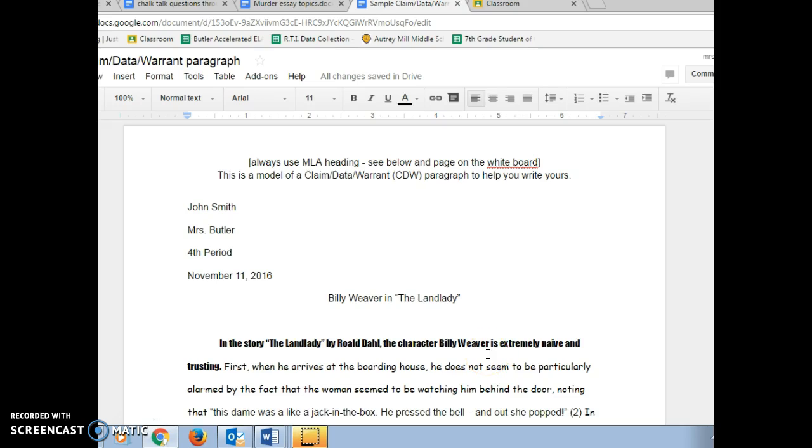How do I turn that into a paragraph? Well, I'm going to show you, and I've given you a model too in a handout. I've given you the other sheet on one side, and on the back side is the model. The first thing you need to know is you always need to use an MLA heading. I have one stuck up on the board today that you guys can model on the whiteboard, and I also put one here. You're always going to have your name, my name, or whatever teacher it is, your class period, and your date. And always center your title. In this case, I'm doing a paragraph about Billy Weaver and the landlady.